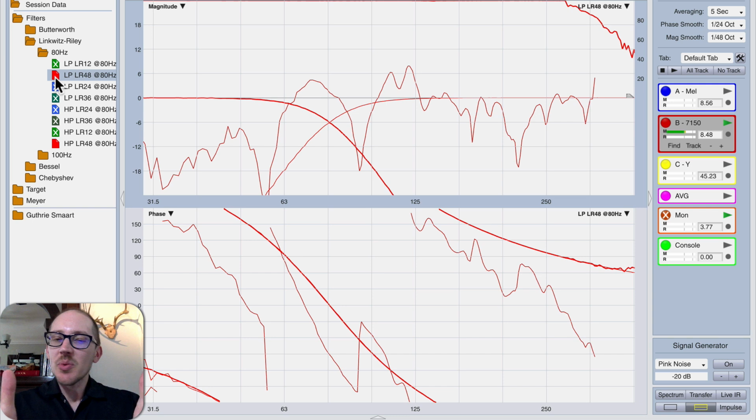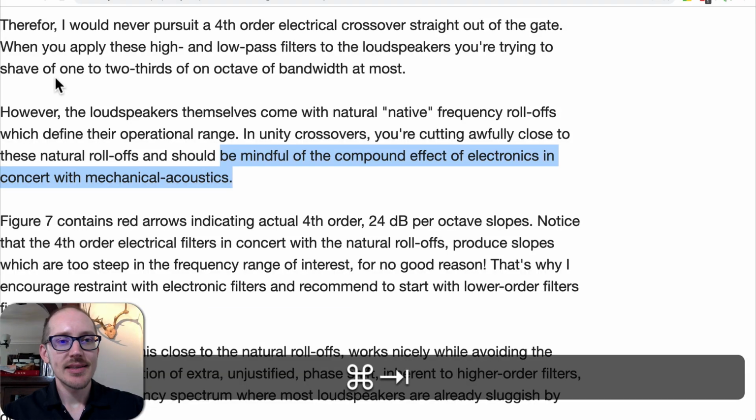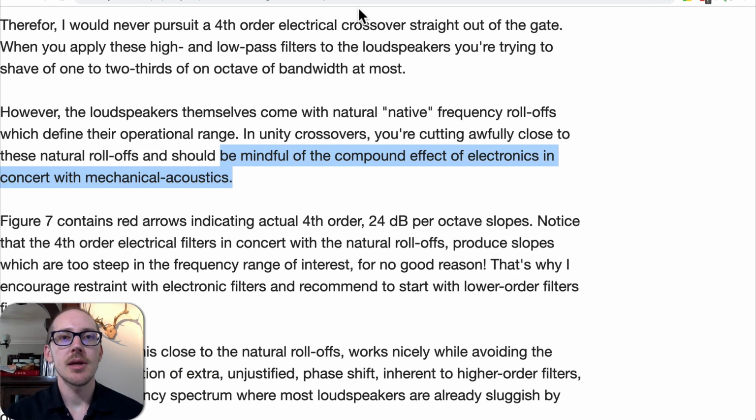All right, so in this video, I want to show you how to identify crossover slopes in Smaart so that they are not falling too steeply. So I read this article by Merlin Van Veen about the relative absolute method, and he says, be mindful of the compound effect of electronics in concert with mechanical acoustics. And I remembered, oh, I've heard that actually from several people, and I've actually given that advice to other people.